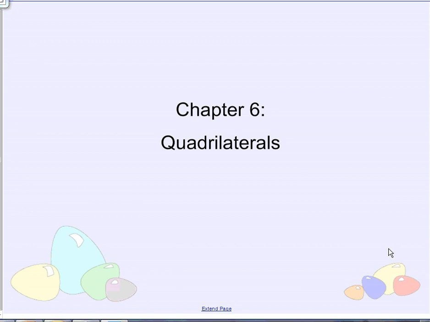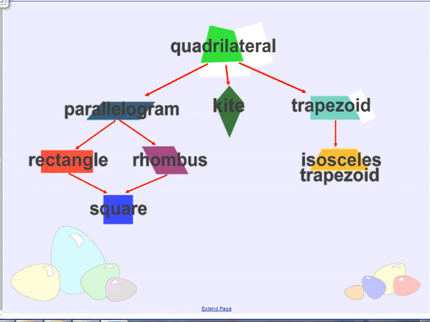Today we're going to be starting chapter 6, which is quadrilaterals. We're going to take a break from triangles, which we've been working on for the last 2.5, 3 months now, and we're going to go over to quadrilaterals. There are various types of quadrilaterals that we will be talking about in this chapter. And today what we're going to be talking about is how to actually classify all these quadrilaterals.